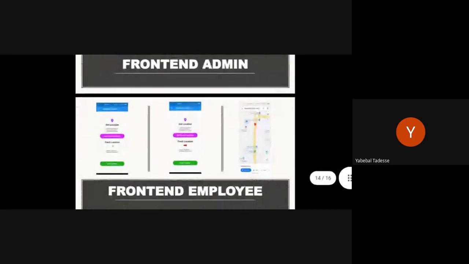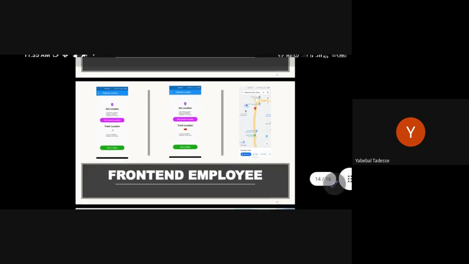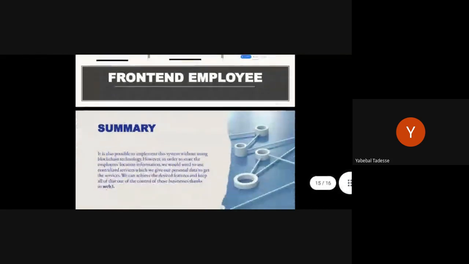So this one is for the employee side front end. As soon as they turn on the location tracking, the latitude and the longitude will be sent. Then if it is successful or it fits the condition, their compliance count will increase, then they will get paid. So that's it. Thank you.